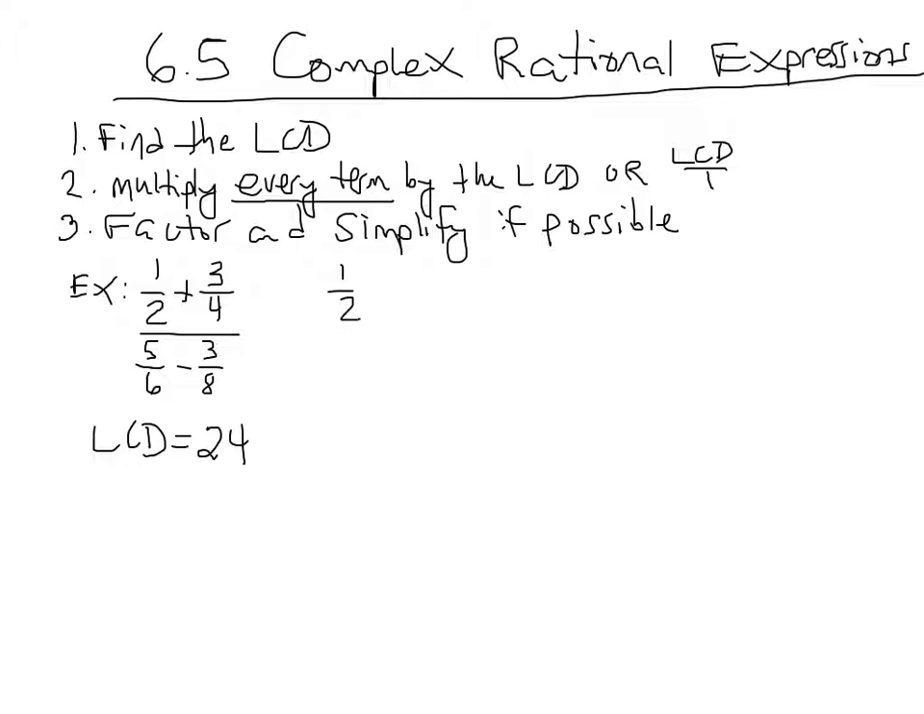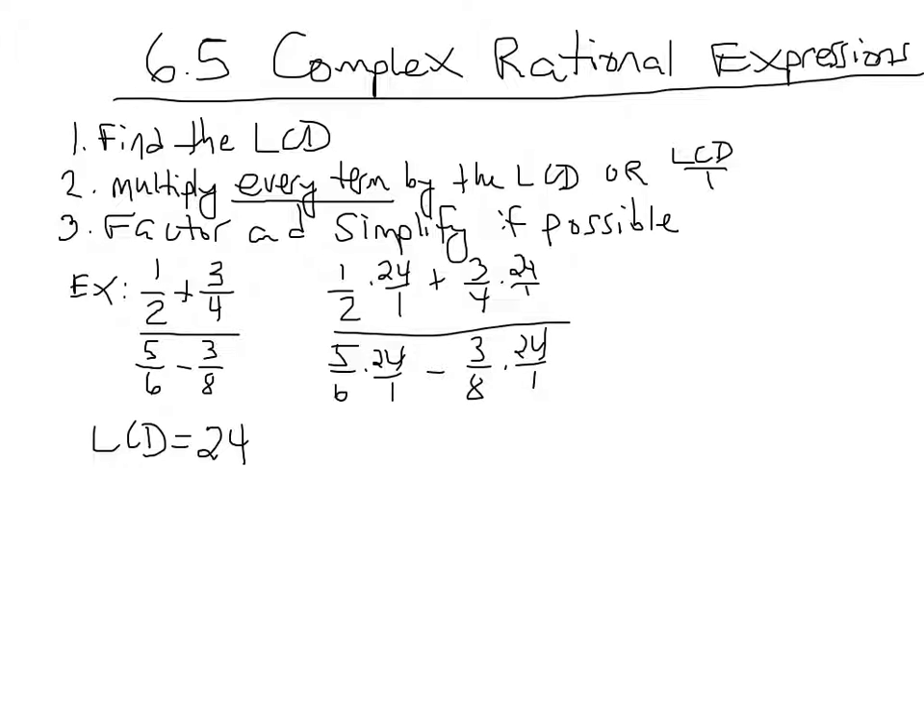So here's what it looks like. 1/2 times 24 over 1 plus 3/4 times 24 over 1, 5 over 6 times 24 over 1, minus 3/8 times 24 over 1. Okay, and now we're going to simplify each of these products. And here's how we're going to think about it. Let's choose a different color pen.